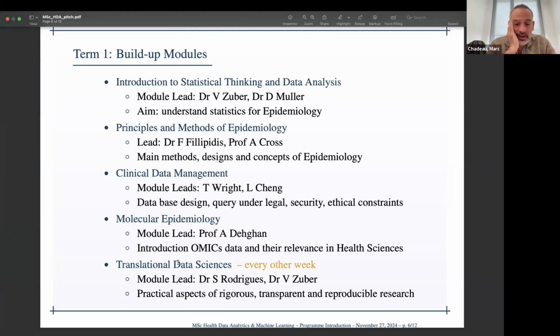And Verena Zupa. The idea of the first part of translational data sciences in term one is that we show you the practical aspect of conducting rigorous, transparent, and reproducible research. So the idea is that you're able to code properly, you're able to code in a manner that makes your code reusable by anyone, and your results able to be reproduced exactly. So all these essential requirements for publishing research and for doing good research are going to be taught to you in term one, in that first part of the module.